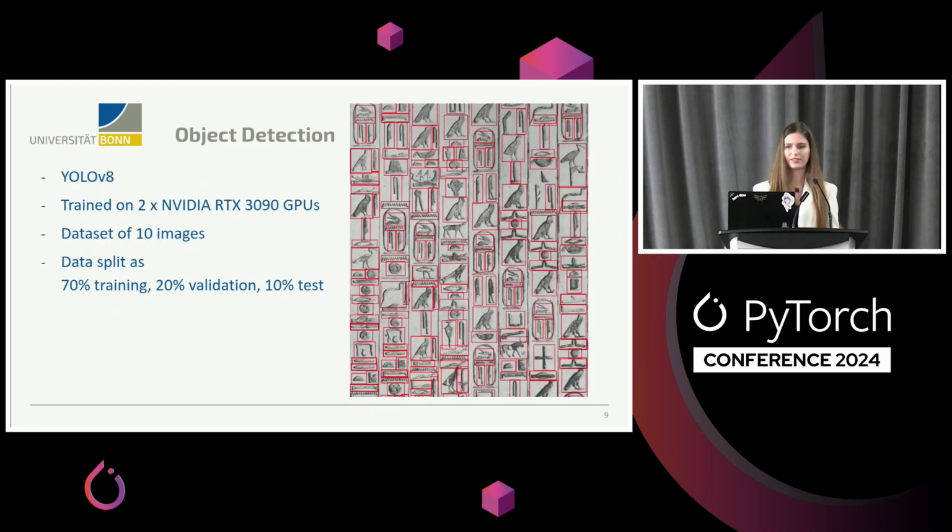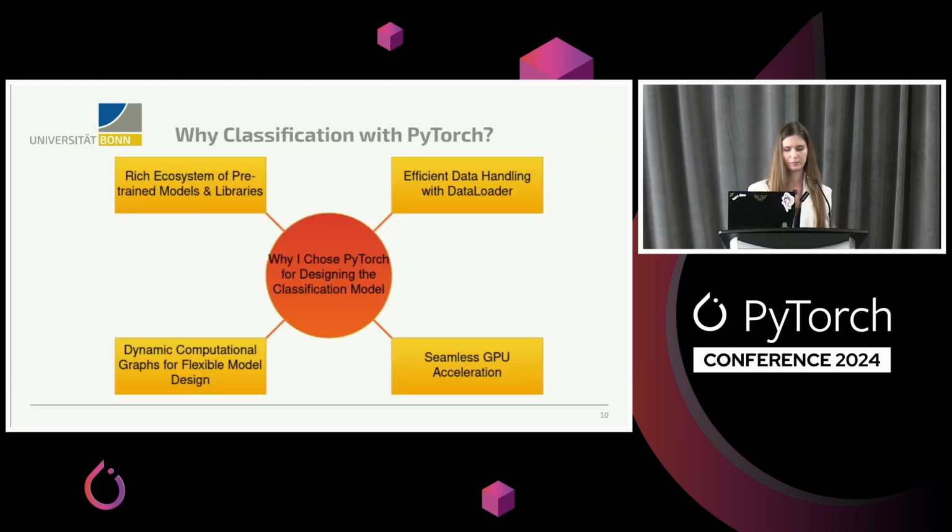Now to the object detection. For the object detection, I decided to go with YOLO V8 because it performs very well at detecting small objects on large images. I trained it to detect various types of hieroglyphs in an image. The data set I used for that, I split 70% into training, 20% to validation, and 10% for test.